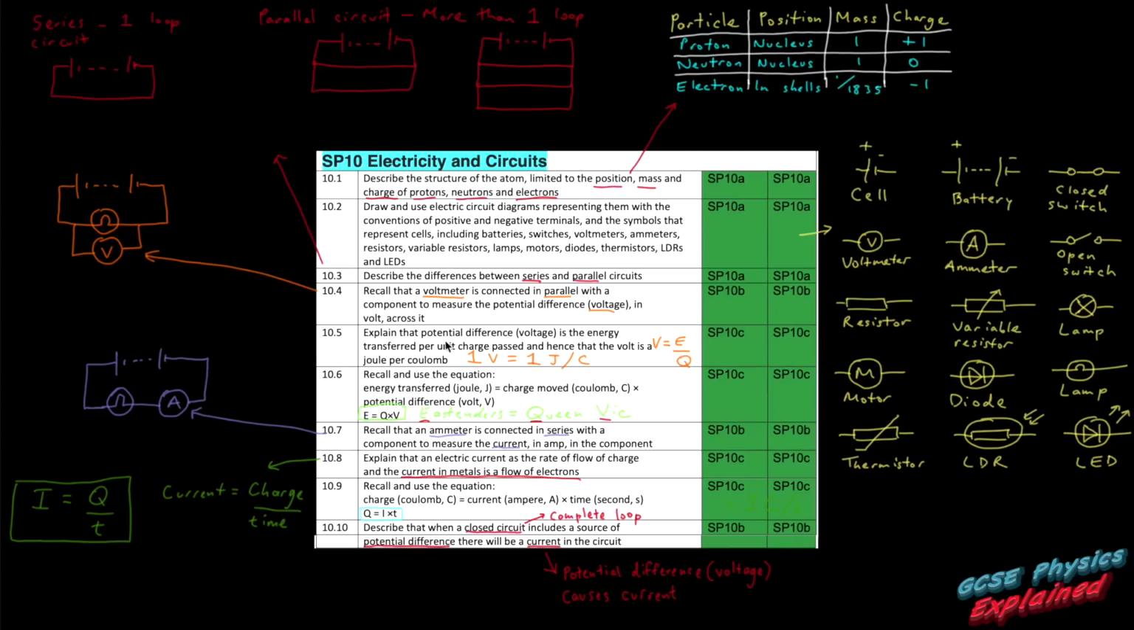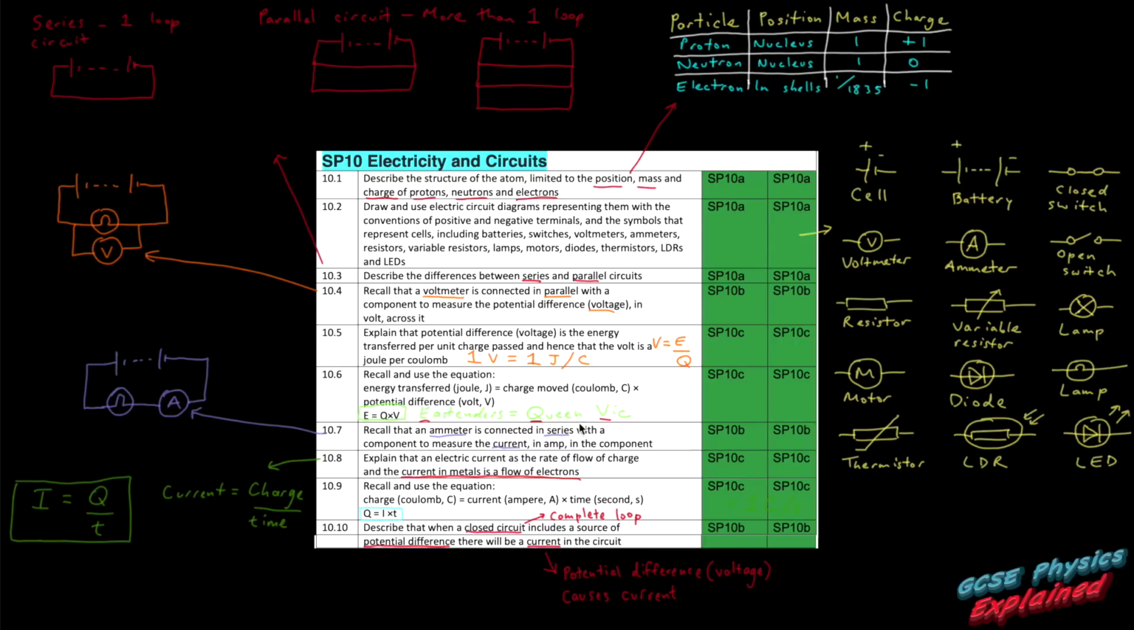10.5. Explain that potential difference, voltage, is the energy transferred per unit charge passed, and hence that the volt is a joule per coulomb. So in other words, it's basically this equation here. Voltage equals energy over charge, which is down here. But rearranged, E equals Q times V. So energy, EastEnders, is the Queen Vic.